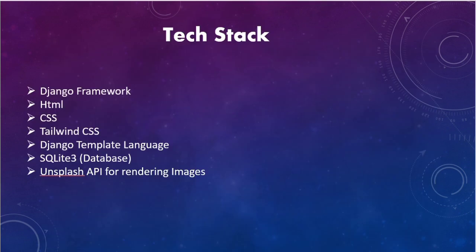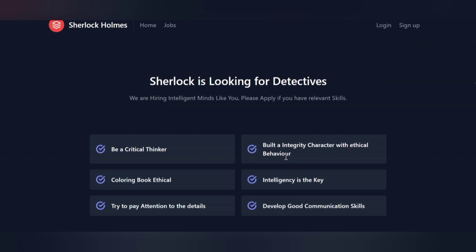So now the tech stack that I have used is the Django framework, HTML, CSS, Tailwind CSS, Django template language for putting the Python code into HTML, and the database is SQLite 3. I have also used the Unsplash API for rendering some images. So now let's see the live demo for this website.